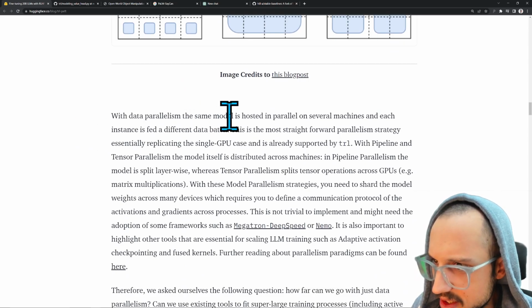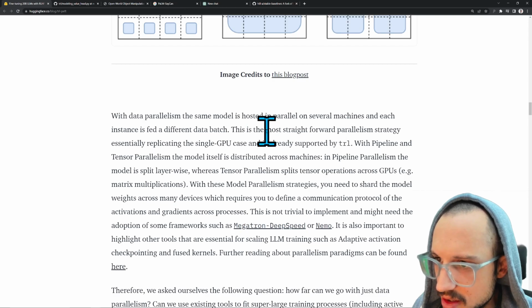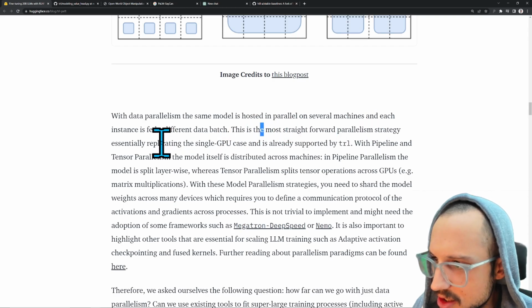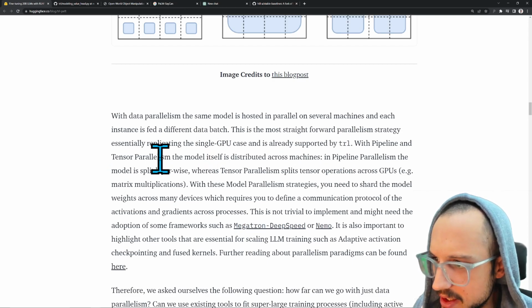Data parallelism: the same model is hosted in parallel on several machines, and each instance is fed a different data batch. This is the most straightforward parallelism strategy, essentially replicating the single GPU case, and is already supported. With pipeline and tensor parallelism, the model itself is distributed across many machines.